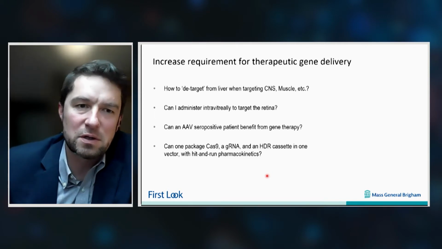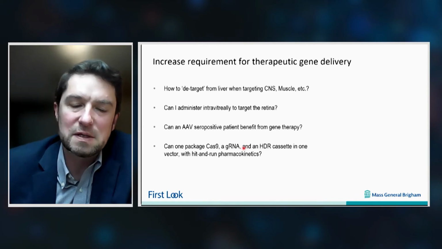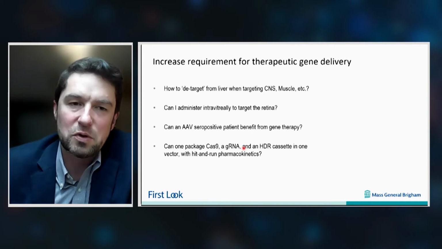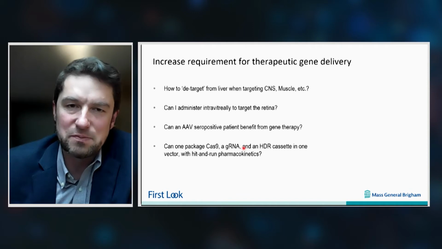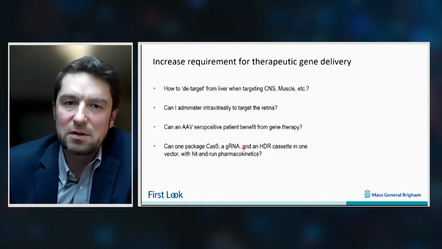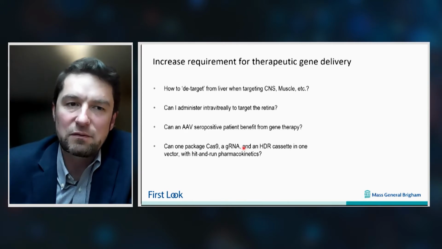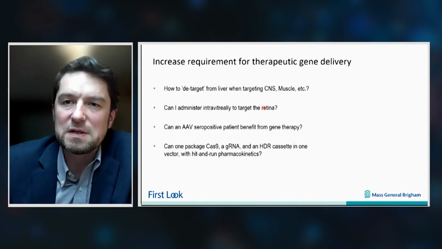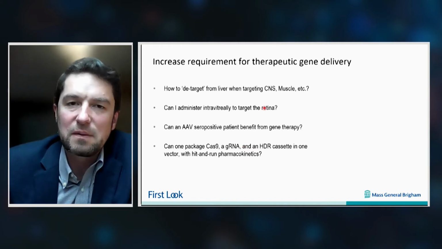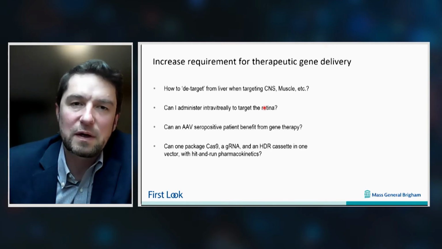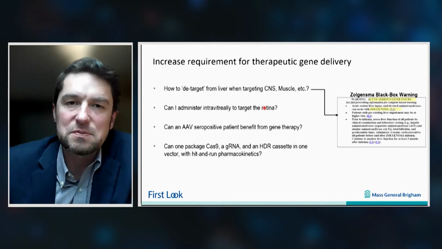And one goes on, ultimately to reach even questions that take into account some of these novel genome editing modalities or more complex modalities, such as tissue specificity that is introduced by complex promoters or regulated promoters. Here, how do we package Cas9, a guide RNA, and an HDR cassette in one vector, and ideally then give it hit and run pharmacokinetics? None of these questions have we been able to address over the past decades, or improve upon with the engineering efforts that I spoke about earlier.